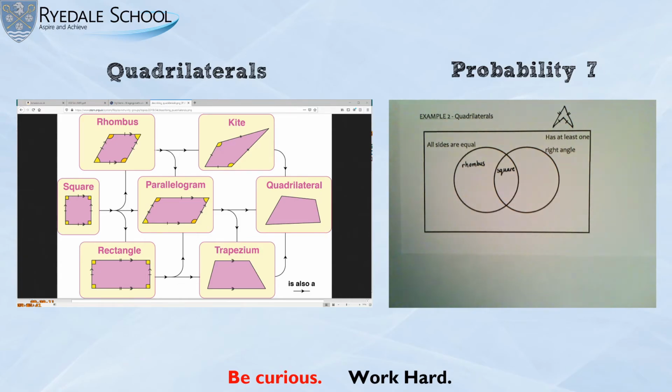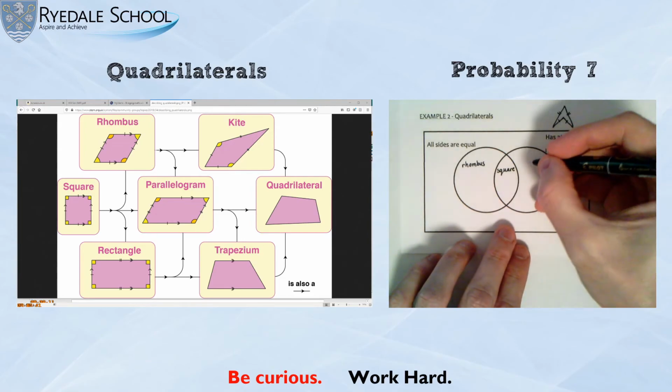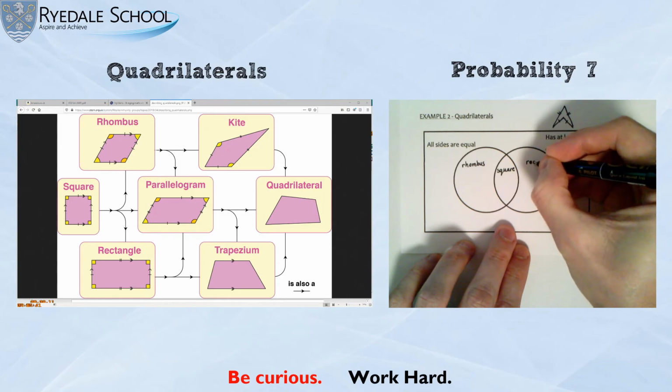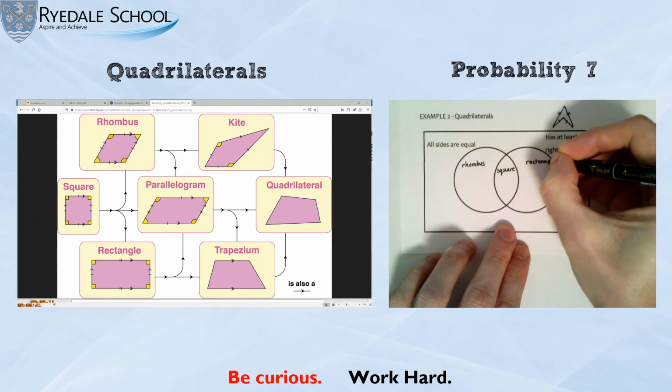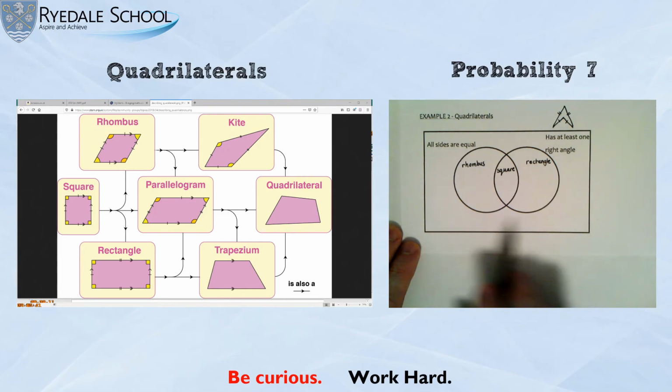Okay, are there any other shapes that have at least one right angle? Okay, I can see a shape that has a right angle. It is a rectangle. So that would go there. Now, all the other remaining shapes do not have equal sides, and they do not need to contain a right angle. So our other 4 shapes can be listed below.